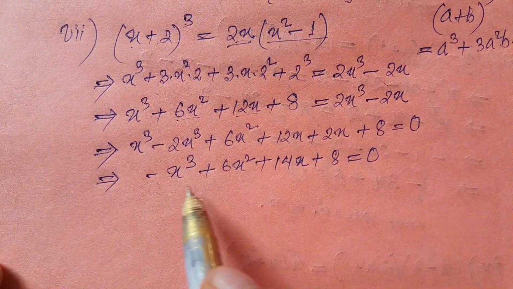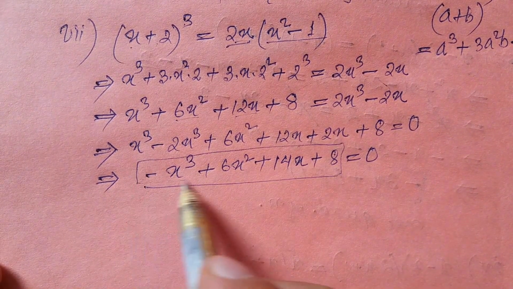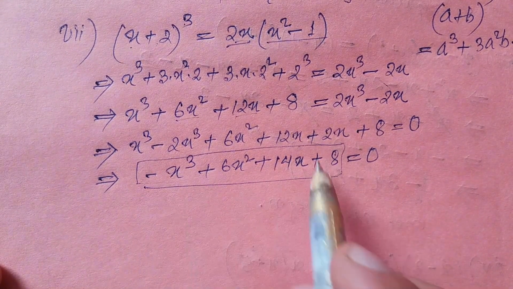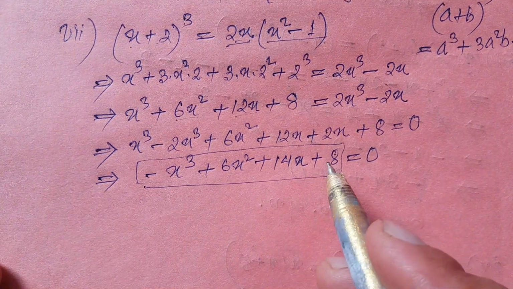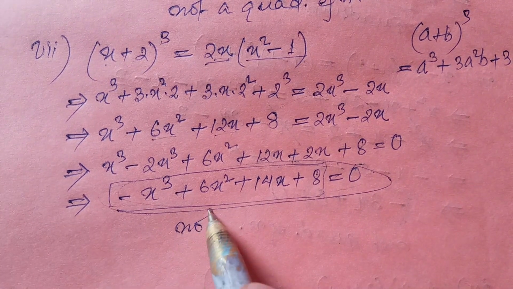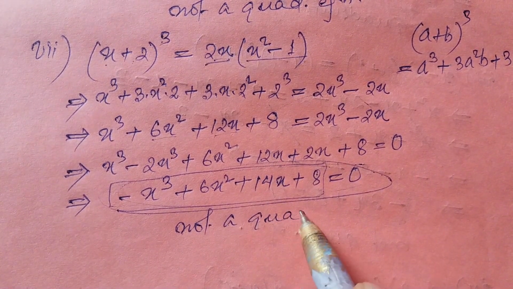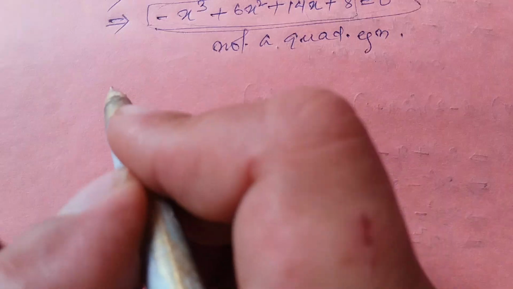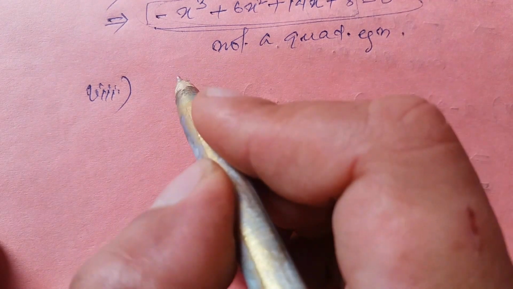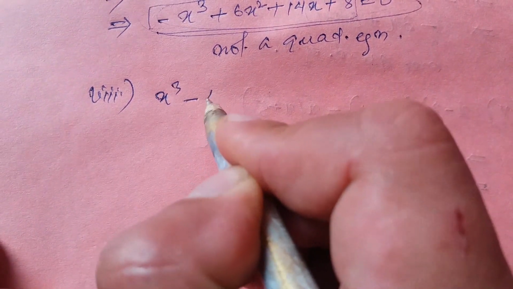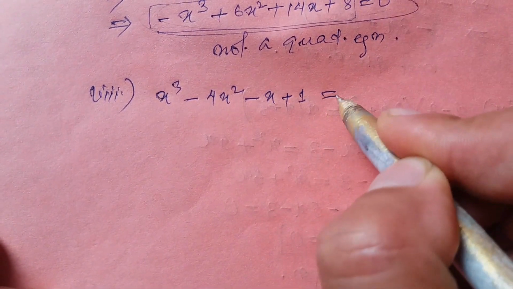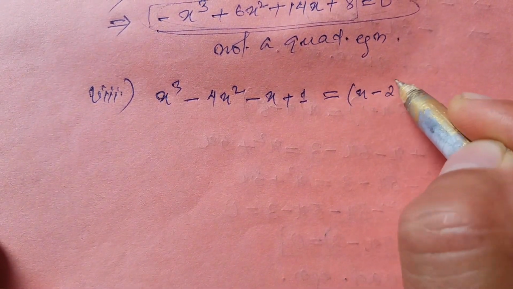Now here the degree of the left hand side expression, see the degree of this left hand side expression is 3. That is, the highest power of this expression is 3. So this is not a quadratic polynomial, hence this is not a quadratic equation, not a quadratic equation. Roman number 8. x cube minus 4x square minus x plus 1 is equal to x minus 2 whole cube.